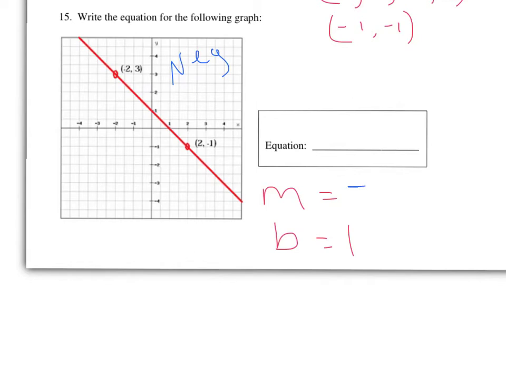And I could use the 2 points that they gave me, but I also have a point here. Okay, so I'm going to go down 4 and over 4. Okay, so negative 4 over 4 equals negative 1. So when I write my equation, it's going to be y equals negative 1x plus 1. And we don't really need that 1 in front of the x, so we're going to write y equals negative x plus 1.